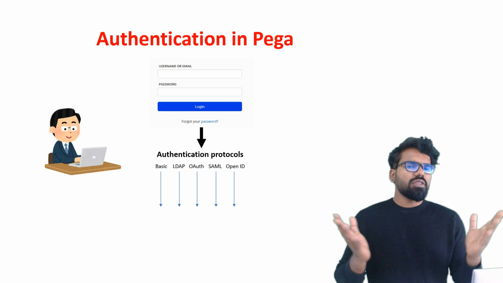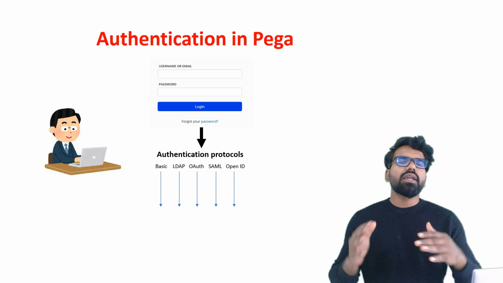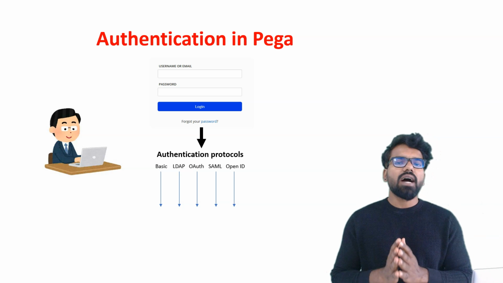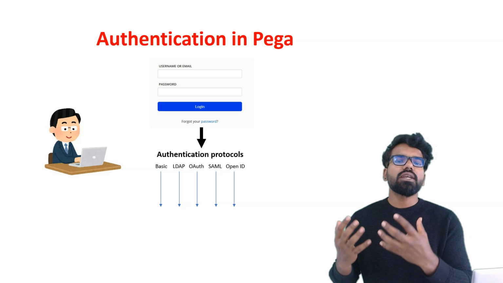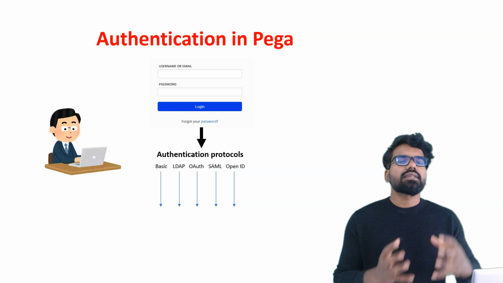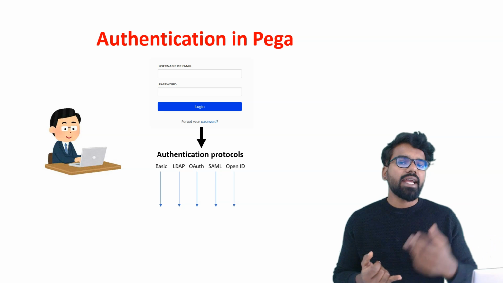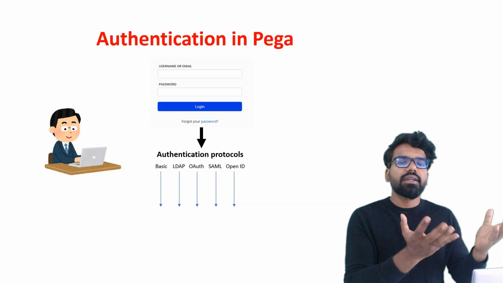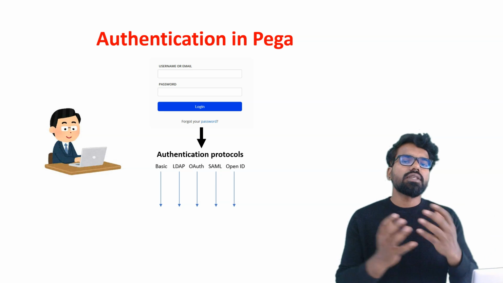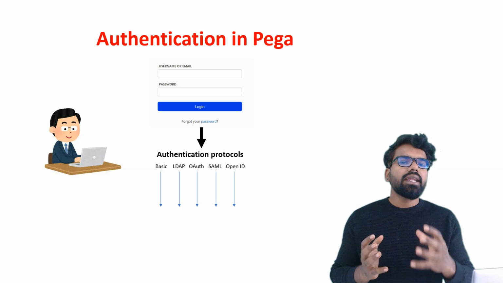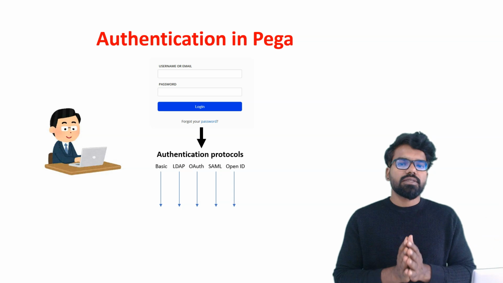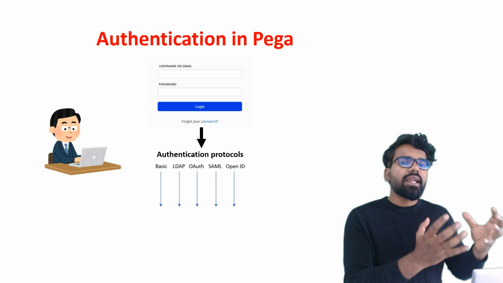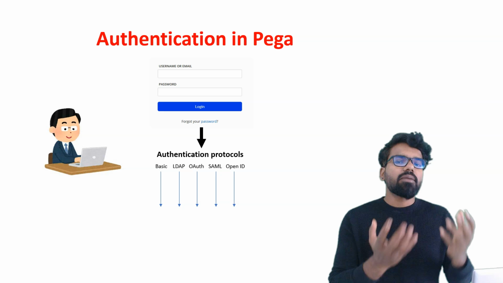Why do we need all these protocols? If you think of any big organization, they will have their own identity management system. It means all the employees' details can be stored in a separate data center. You can have an LDAP directory or different directory services that can hold all these details. So if you want to validate any user, you have to validate against that identity management system. And different identity management systems support different types of protocols.